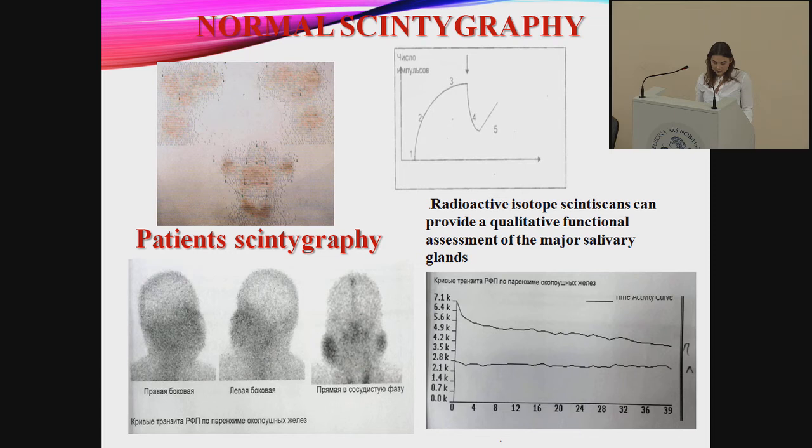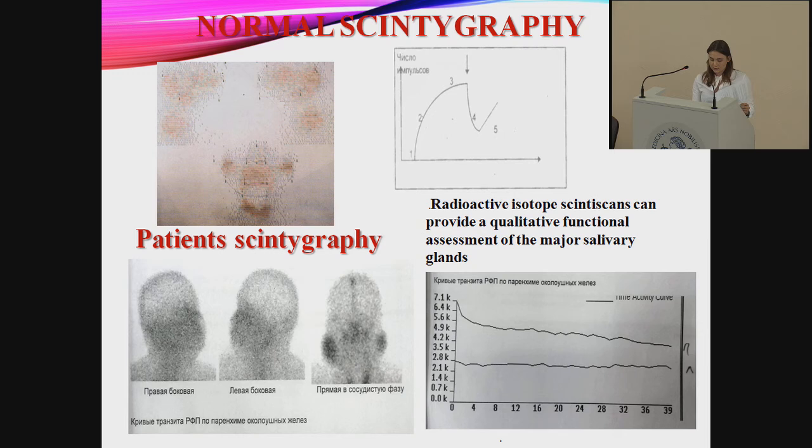And the diagram of normal scintigraphy shows the normal function of major salivary glands. But our patient's diagram shows that there are no normal phases of radioisotope excretion. So the function was damaged.